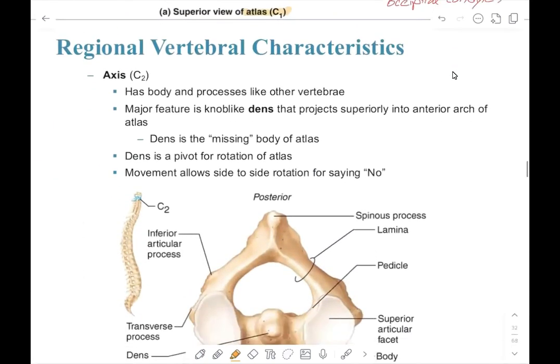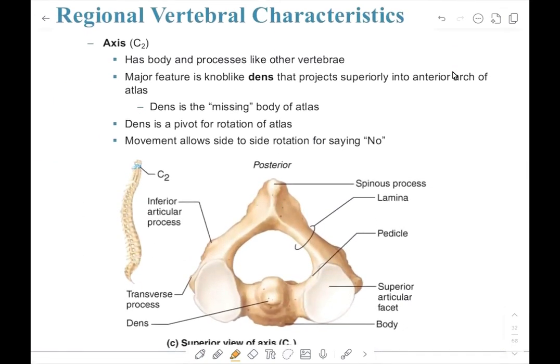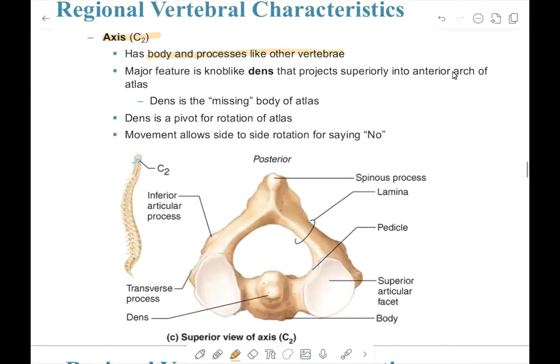For the axis, which is cervical 2, it has a body and process like other vertebrae. And it also has a dens, which is also called the odontoid process. And the dens is the missing body of the atlas. But it's very important because it's the pivot joint for rotation of the atlas. And it allows you to rotate your head side to side in order to shake your head no.